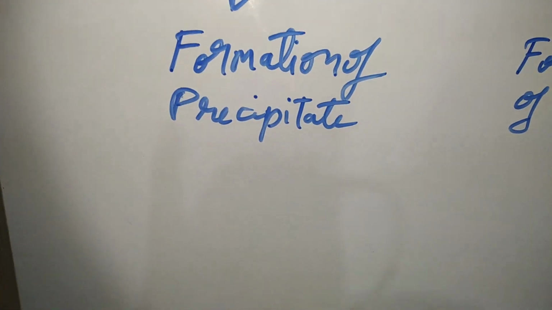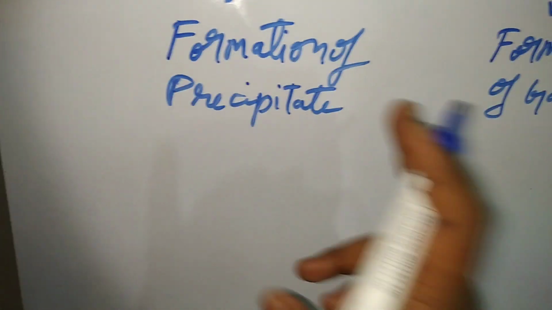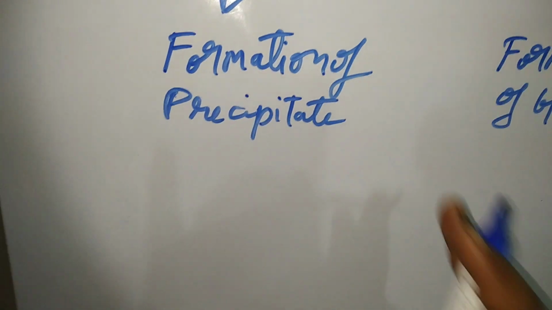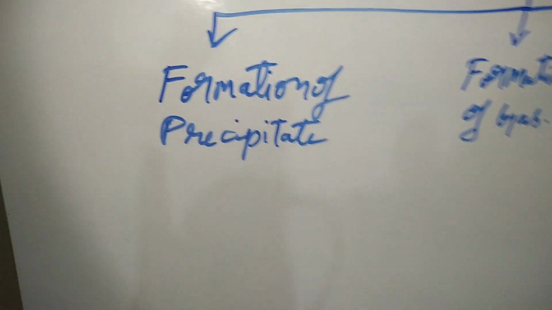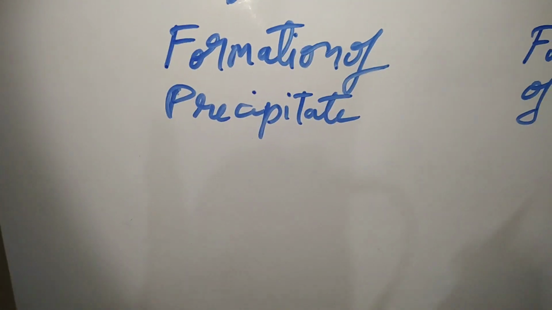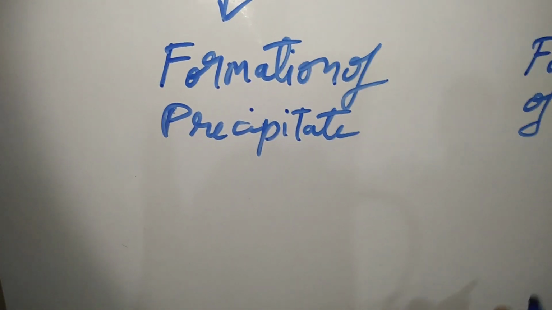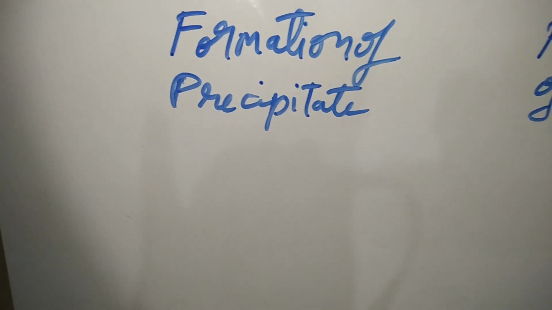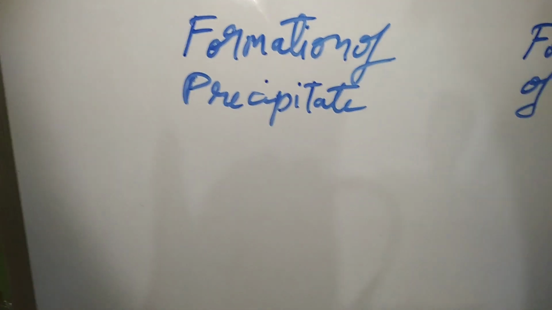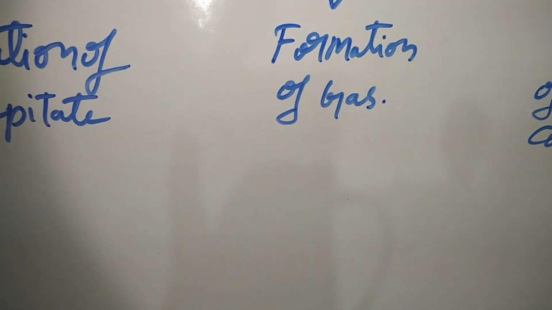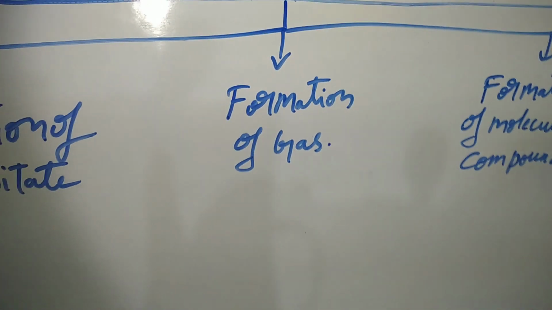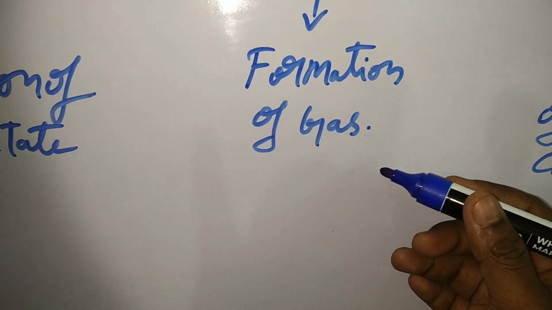One of the products will be formed as precipitate, and from that concept only the double decomposition reaction is named. See, in the decomposition reaction it will decompose. It can be gas also, as well as precipitate. Yes students, from that concept only the double decomposition reaction is named. Third one is formation of gas. One of the products will be gaseous, in the form of gas.